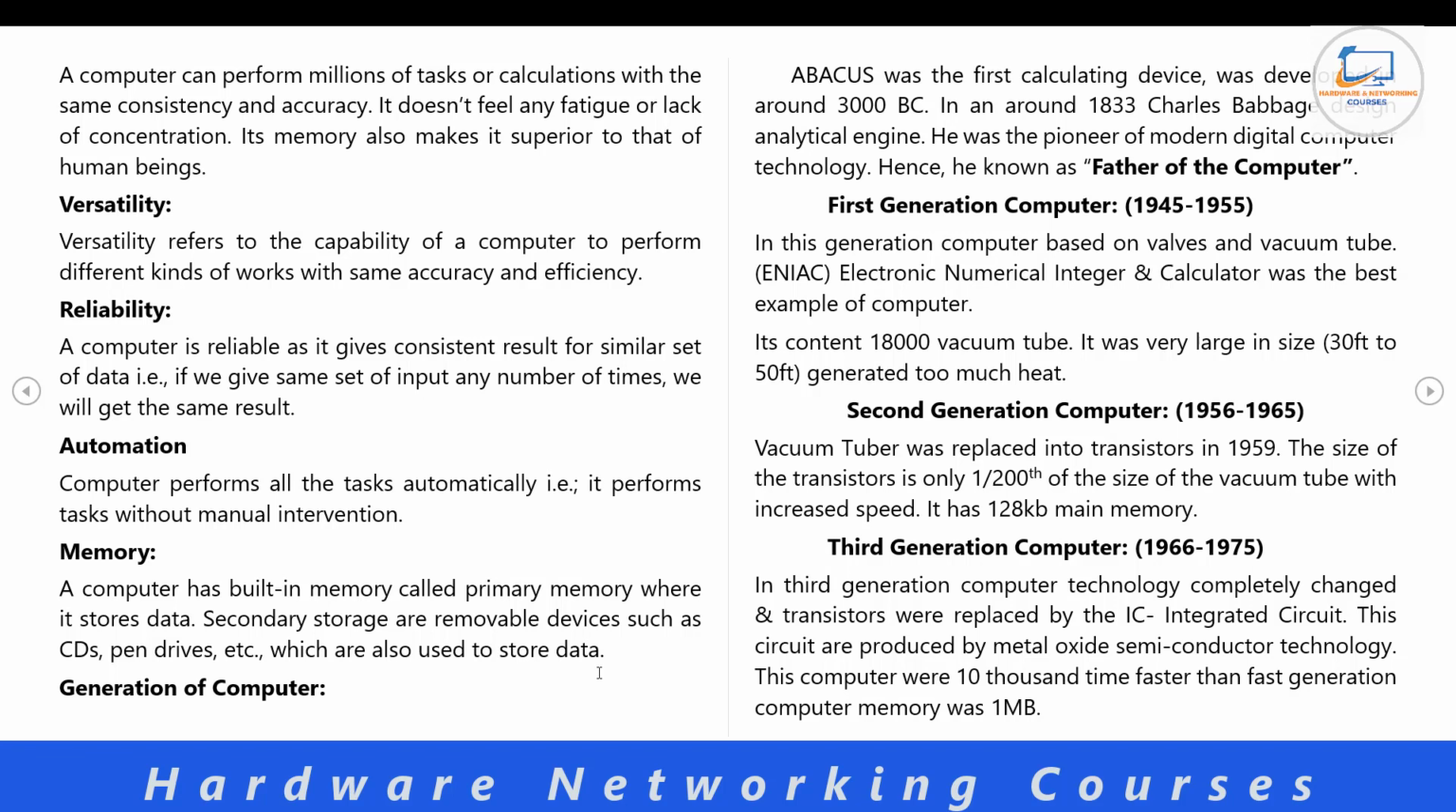Third generation of computer. In the third generation, technology completely changed and transistors were replaced by the IC, integrated circuit. These circuits are produced by metal oxide semiconductor technology. This computer was 10,000 times faster than the first generation computer. Memory was 1 MB.